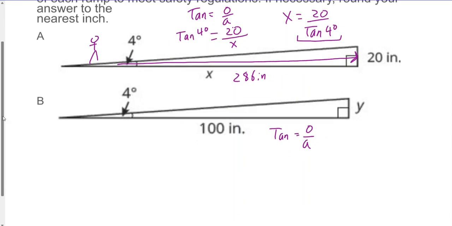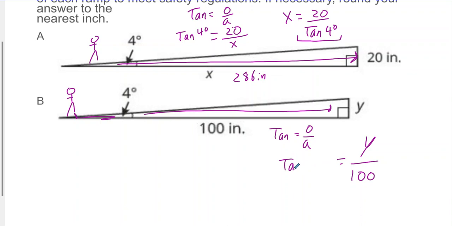Okay, welcome back. So we're standing here. Opposite side is our unknown. So I have y. Adjacent side, that's the side I'm touching, that's 100. And this equals the tangent of 4. So I want to get y by itself in this case. I'm going to multiply by 100. So this number goes in my calculator, and it's going to give me the answer.